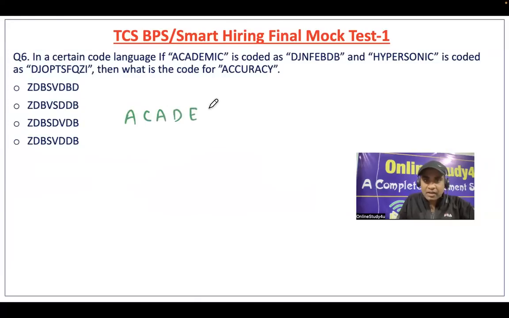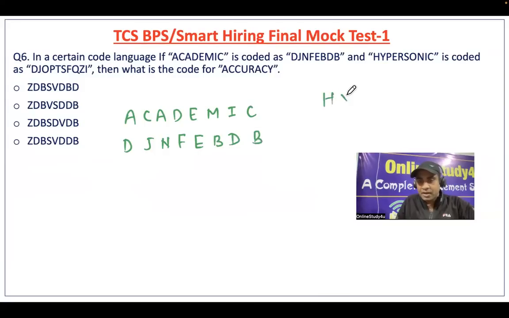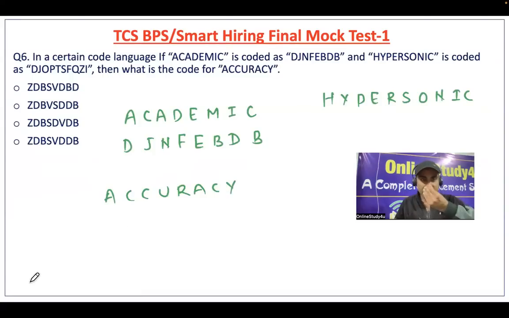Then next is, in a certain code language academic is coded as D, J, N, F, E, B, D, B. Then how will hypersonic be coded? So hypersonic is coded this way. Then what will be the code for accuracy? Okay, let us try to understand how they have coded. So you see here, this C is written as D and AB.